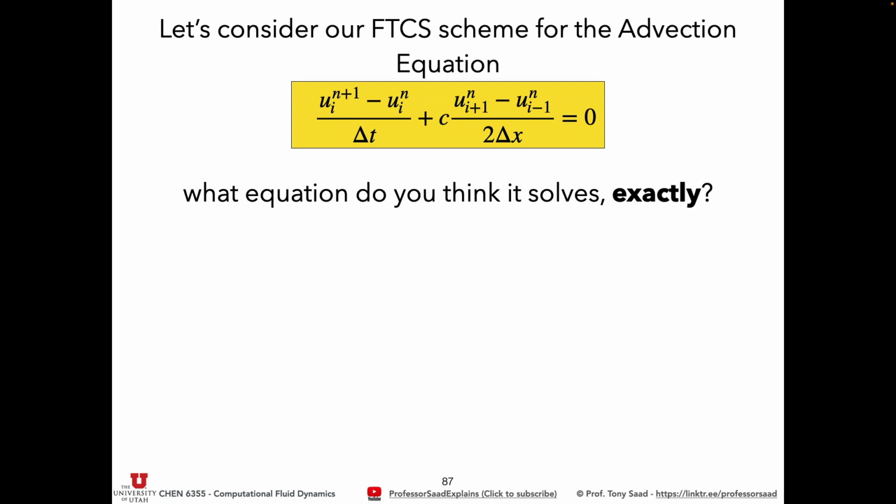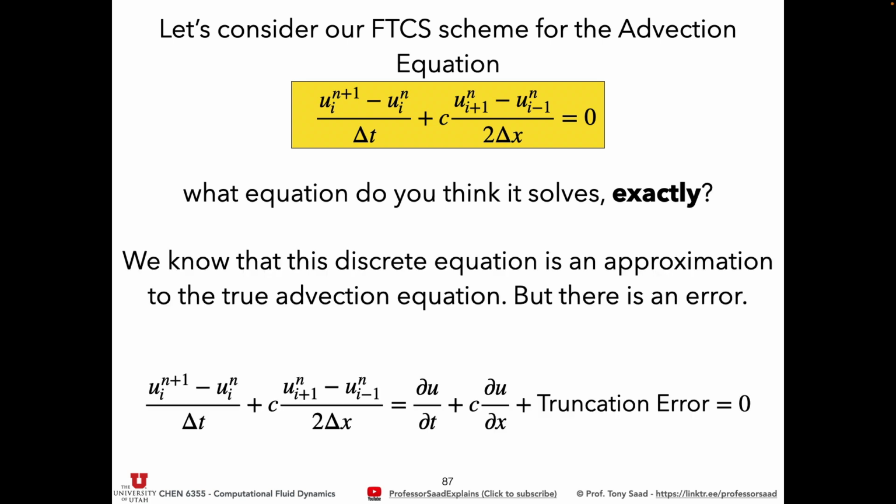when we did the approximation, right? When we approximated the spatial derivative, we truncated a bunch of terms. So really, this discrete equation is equal to the true advection equation plus something else. So it really doesn't solve the advection equation. It solves the advection equation plus a truncation error.